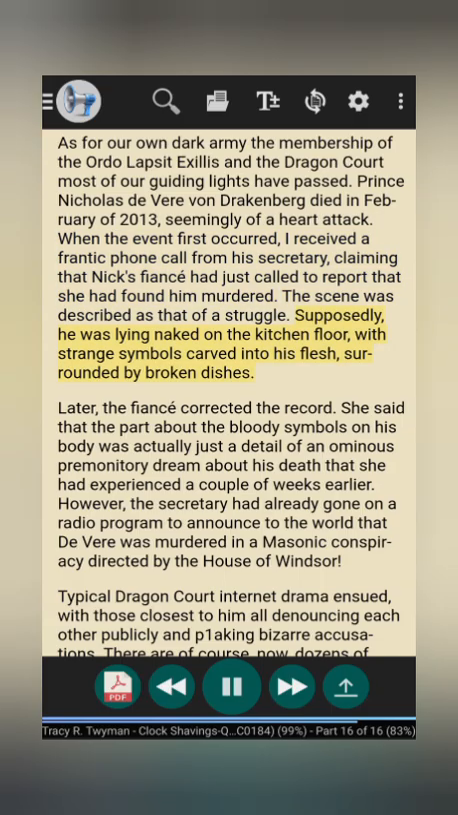Supposedly, he was lying naked on the kitchen floor, with strange symbols carved into his flesh, surrounded by broken dishes. Later, the fiancée corrected the record. She said that the part about the bloody symbols on his body was actually just a detail of an ominous premonitory dream about his death that she had experienced a couple of weeks earlier. However, the secretary had already gone on a radio program to announce to the world that de Vere was murdered in a Masonic conspiracy directed by the House of Windsor.